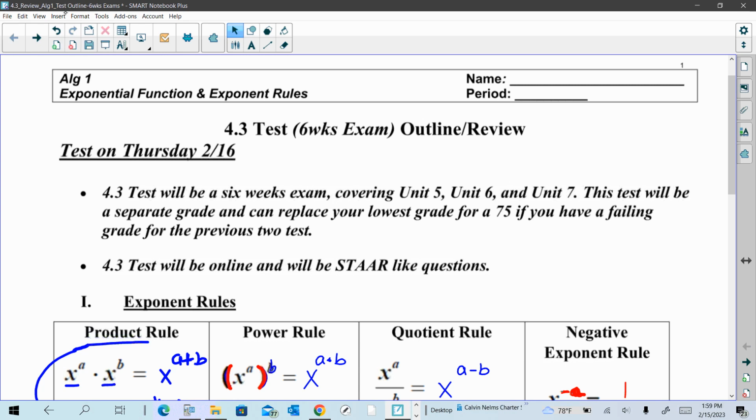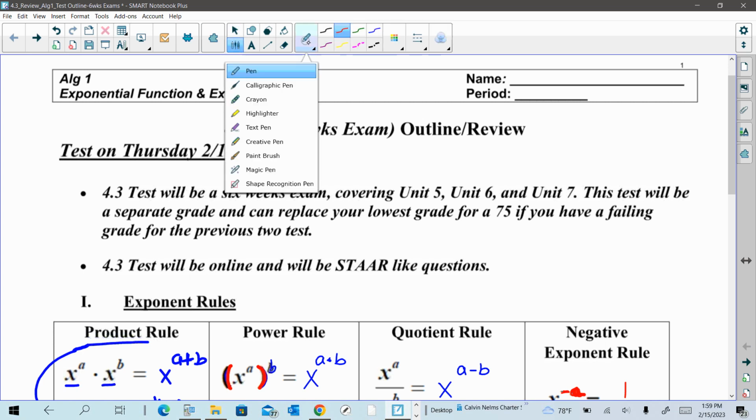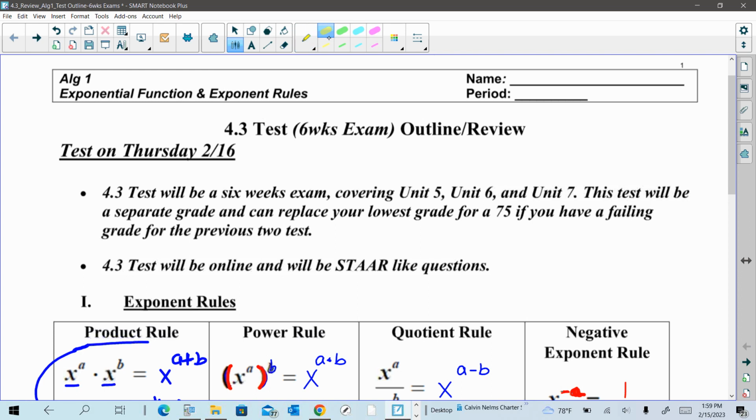All right, guys, I'm going to do some video explanations on your test review packet, just to remind you of some things that were explained today in class. One, the test is tomorrow. This is going to be a 6 weeks exam. It covers your unit 5, 6, and 7.